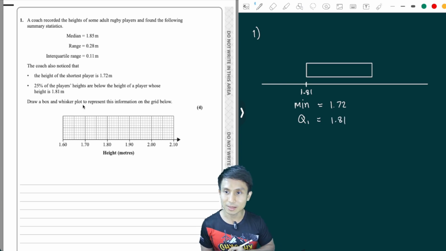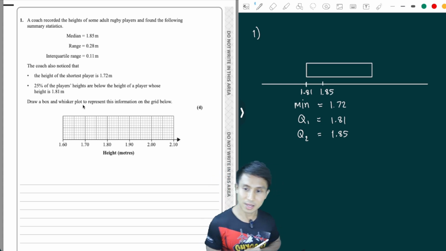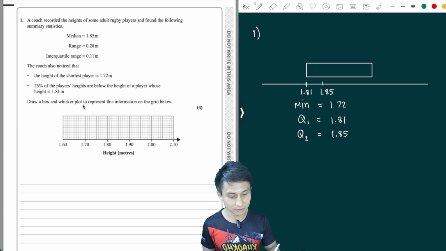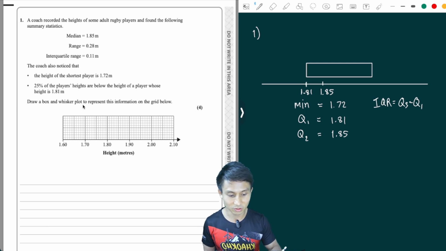Okay. And then the third quartile, we can find that because we know... Okay, I'm just going to write down Q2 first. So Q2 is just the median. So that's somewhat closer to Q1. Okay, right there. And to find Q3, right? So we're going to use the interquartile range, because the interquartile range is actually Q3 minus Q1. So we just solve for Q3.